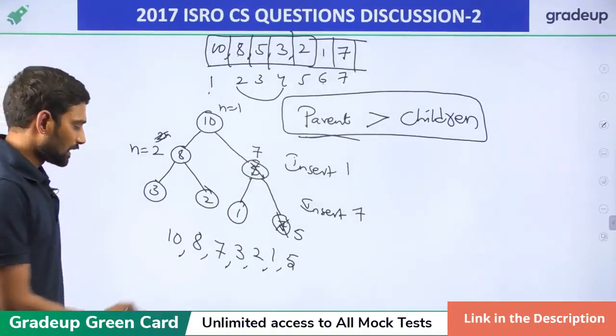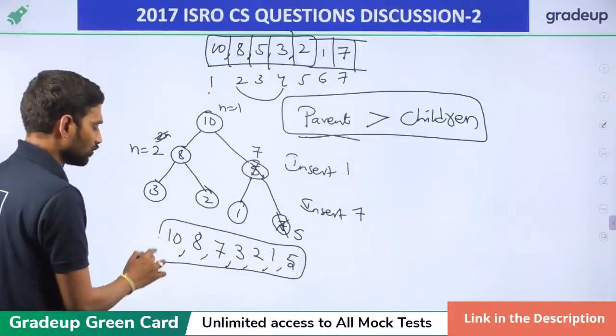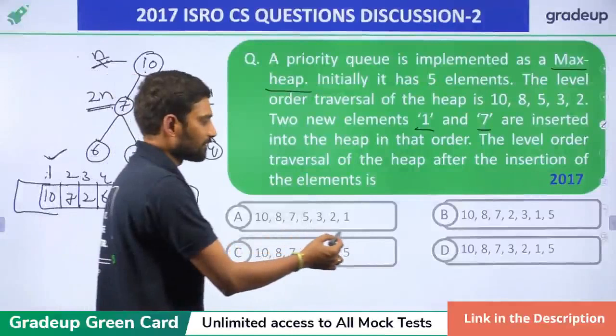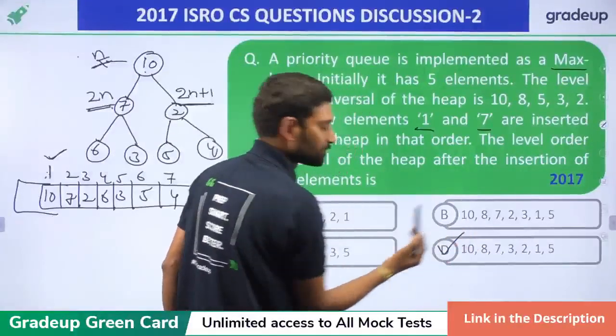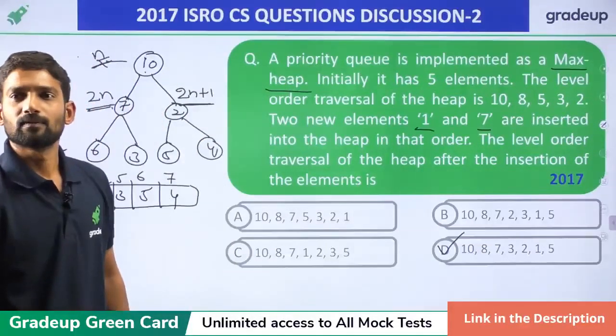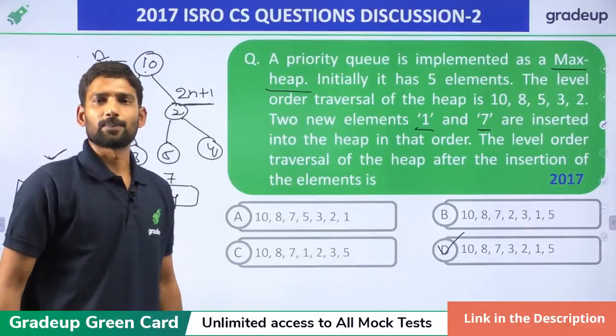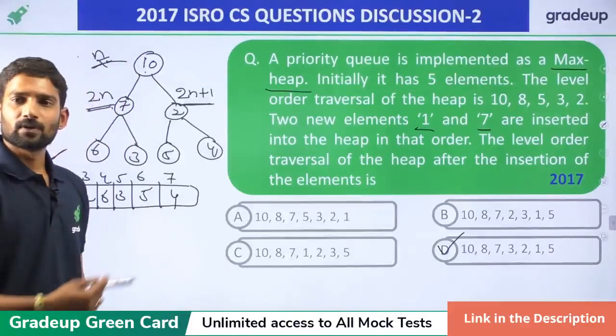Okay. 10, 8, 7, 3, 2, 1, 5. Yes, you are all correct. Option D. Did you understand?